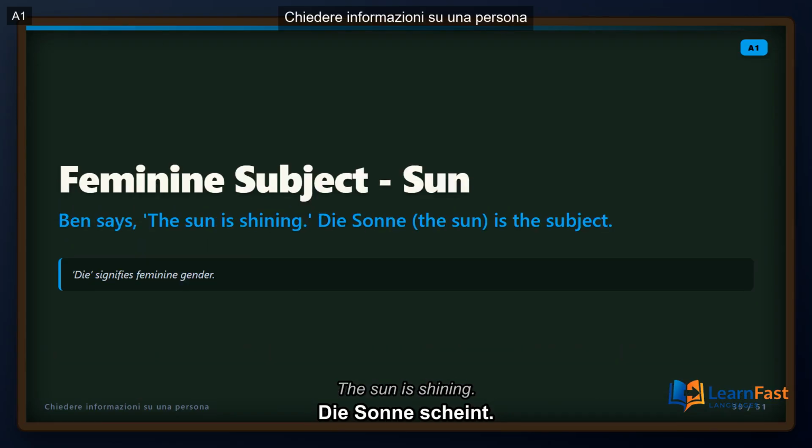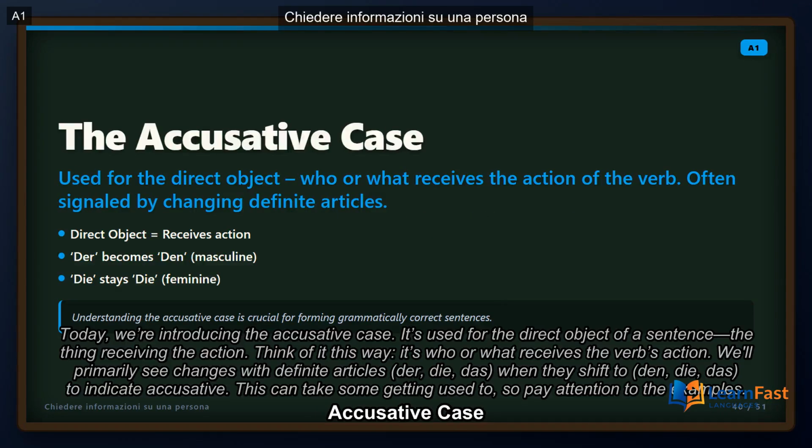Die Sonne scheint. Today, we're introducing the accusative case. It's used for the direct object of a sentence, the thing receiving the action. Think of it this way: it's who or what receives the verb's action. We'll primarily see changes with definite articles der, die, das when they shift to den, die, das to indicate accusative. This can take some getting used to, so pay attention to the examples.